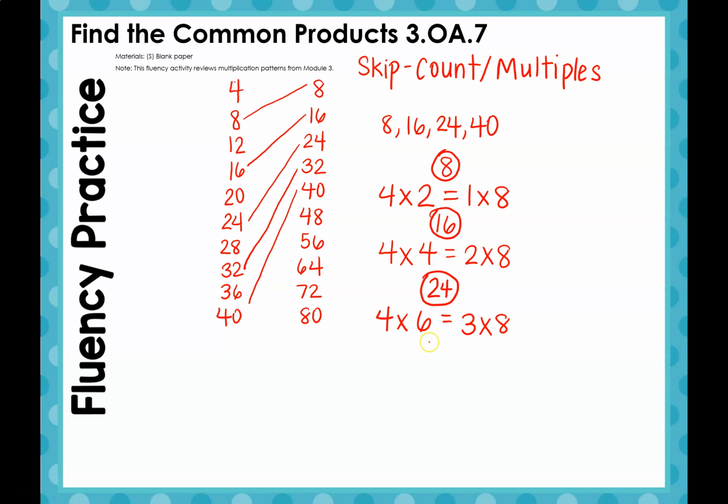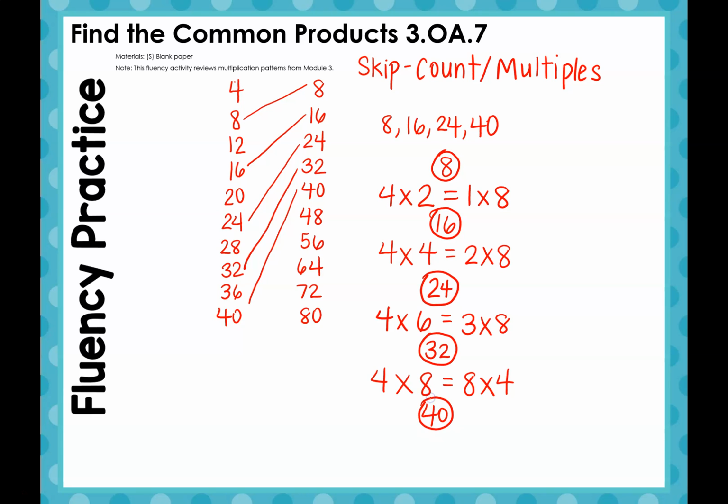Now let's look at 32. Okay, 32 is a tricky one. So to get to 32, we have to do 1, 2, 3, 4, 5, 6, 7, 8. So we're going to take 4 times 8. And then this one's kind of funny because then we'll do 1, 2, 3, 4 8s. So then it'll be 4 times 8 again, or you could do 8 times 4. That's the commutative property.